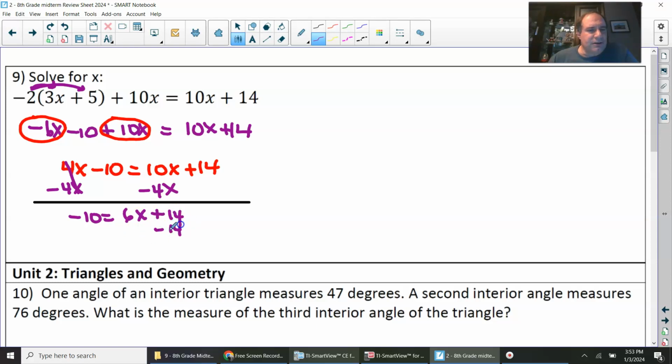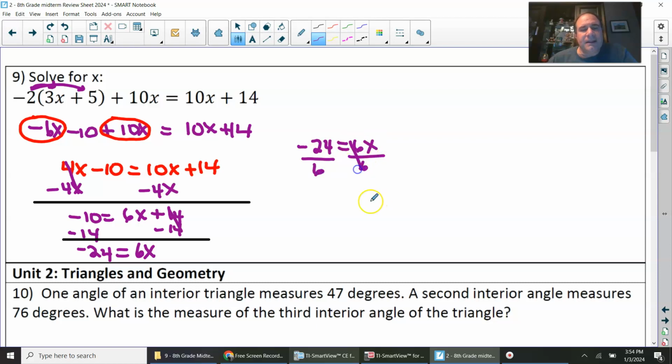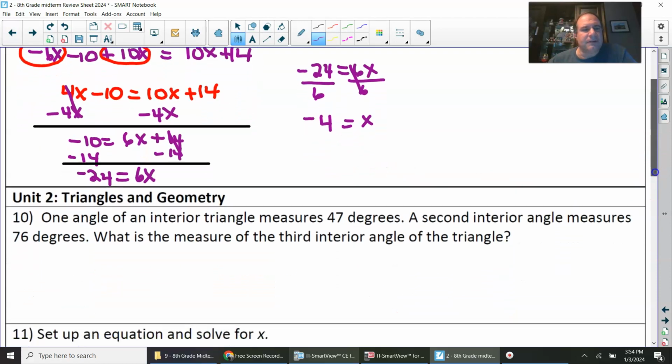You subtract 14 on both sides. Trying to get the x alone is what you're trying to do. And then you're going to just go 6x equals negative 24. I'm going to rewrite that up here. And the last thing that you have to do is divide by 6. And then x equals negative 4. And that's your answer. One solution.